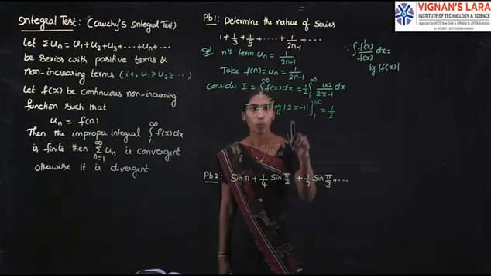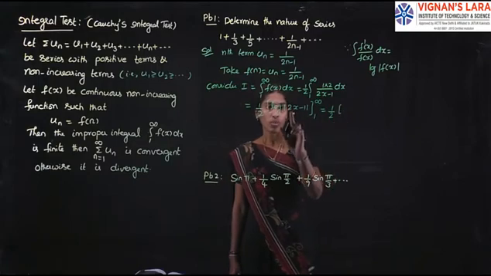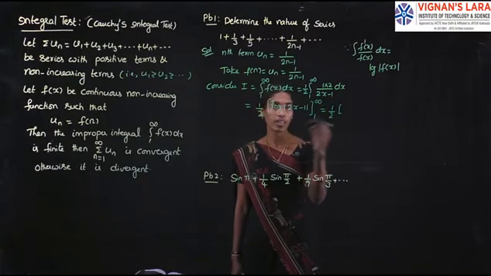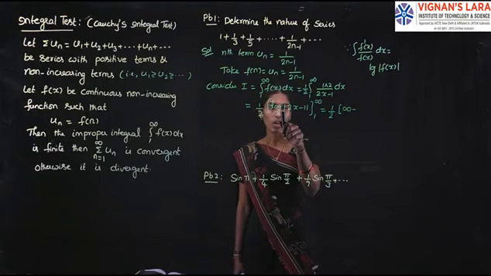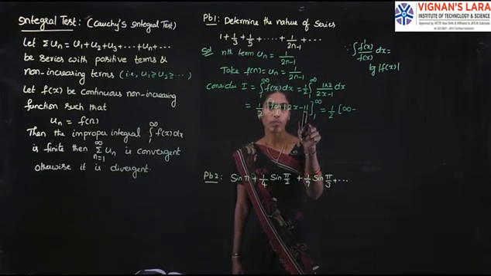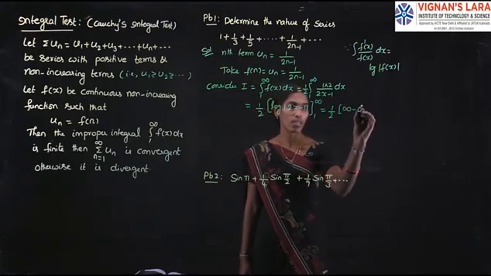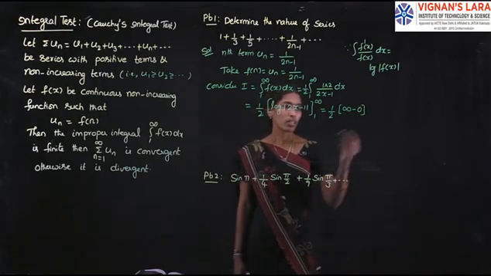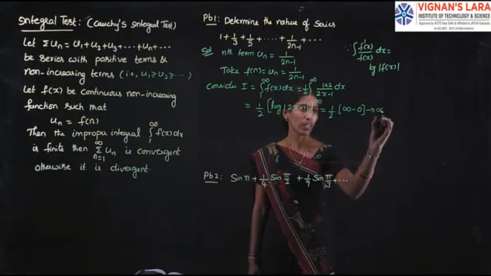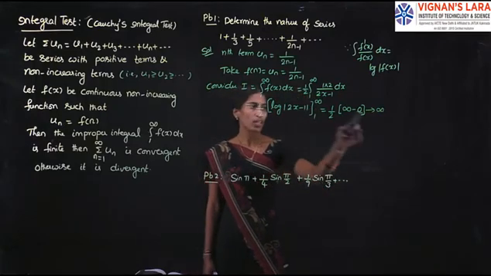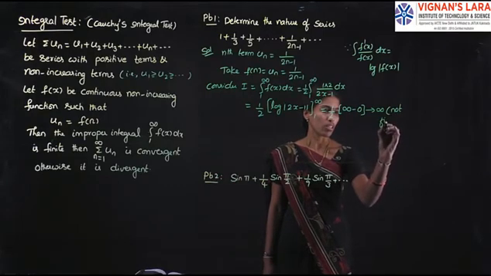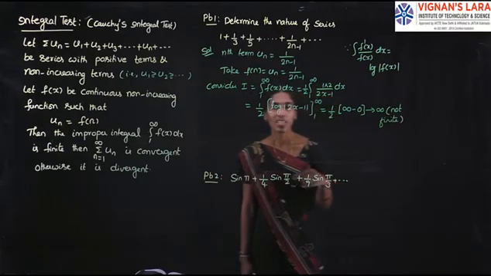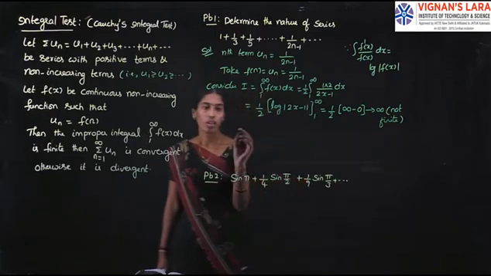Half into, put x is equal to infinity. So 2 into infinity, infinity minus 1, infinity, log of infinity is infinity. Then put x is equal to 1, log of 2 into 1, 2 minus 1 value is 1, log 1 value is 0. So infinity by 2 is also infinity. If the integral value is not finite, because we are getting infinity, so it is not finite.